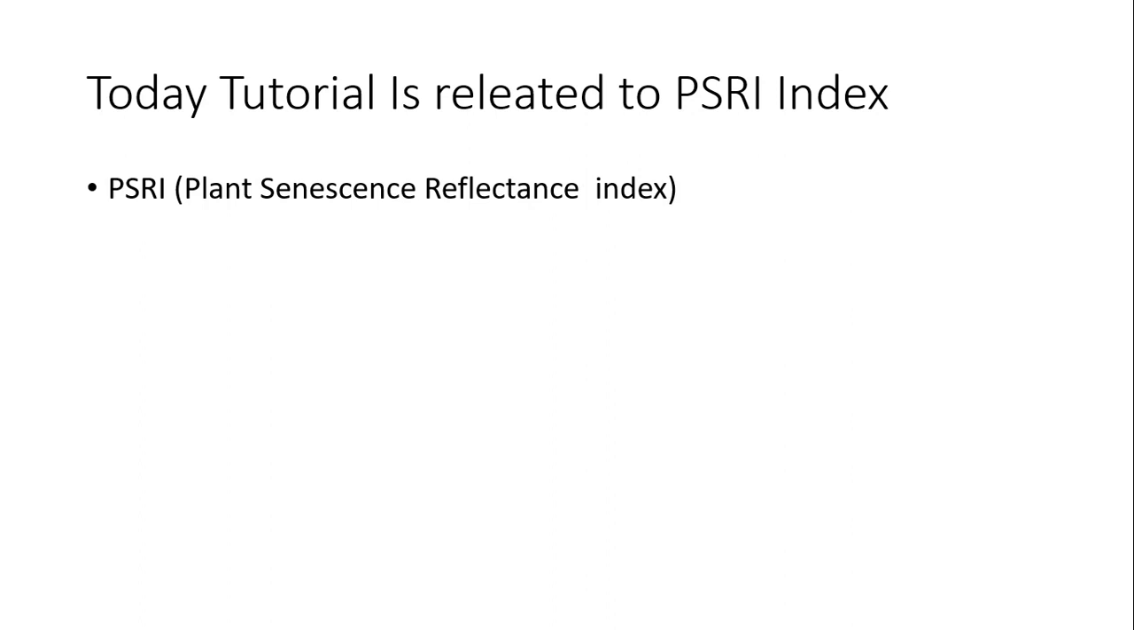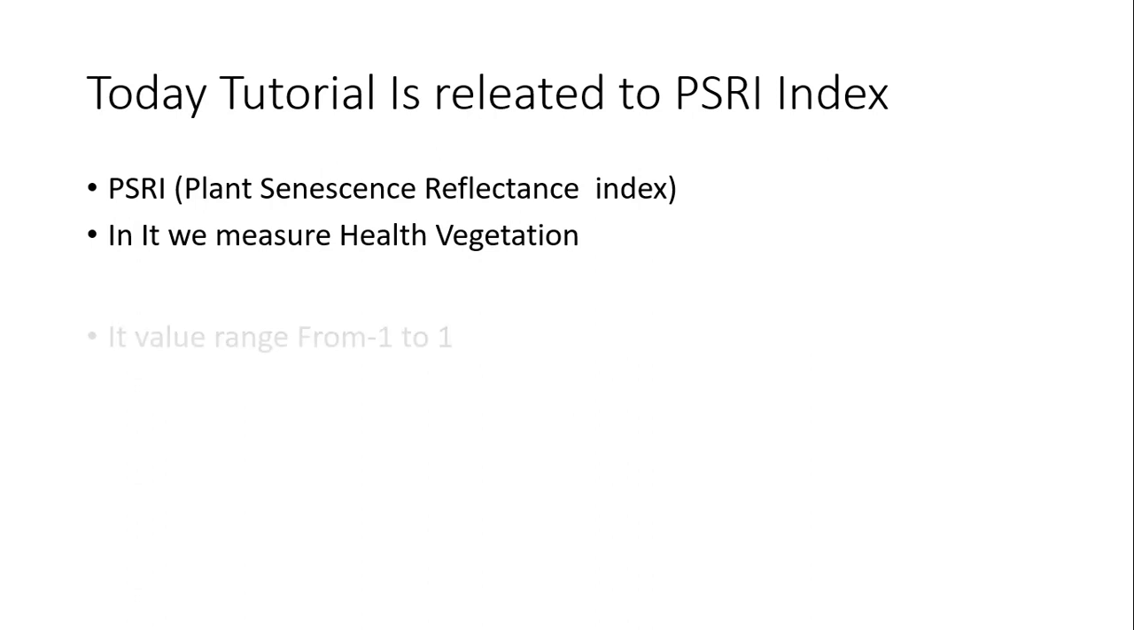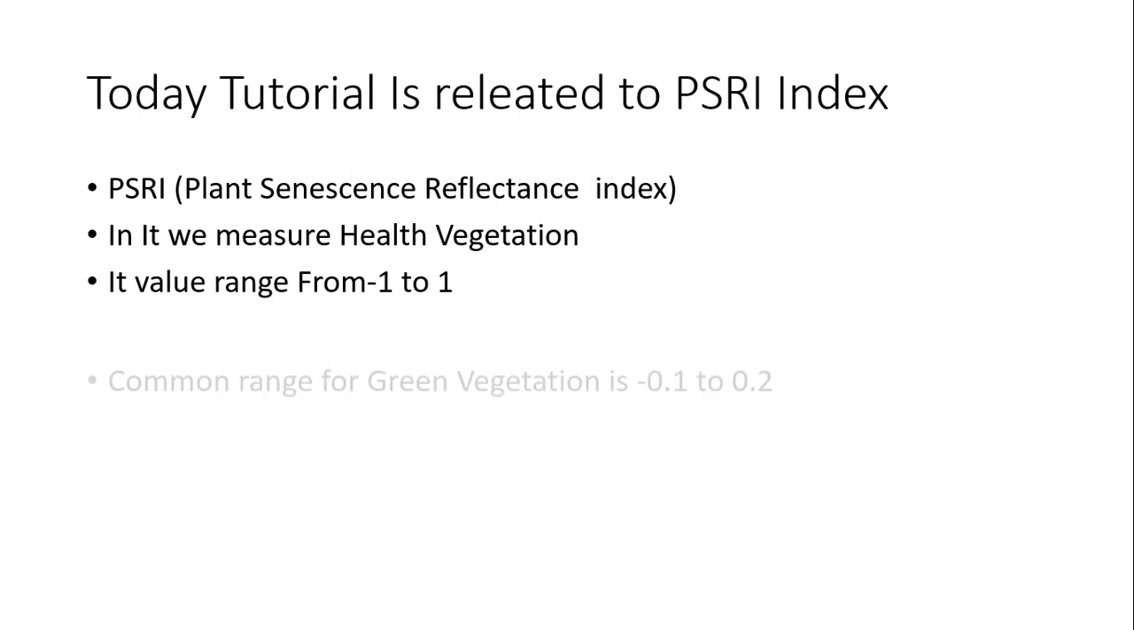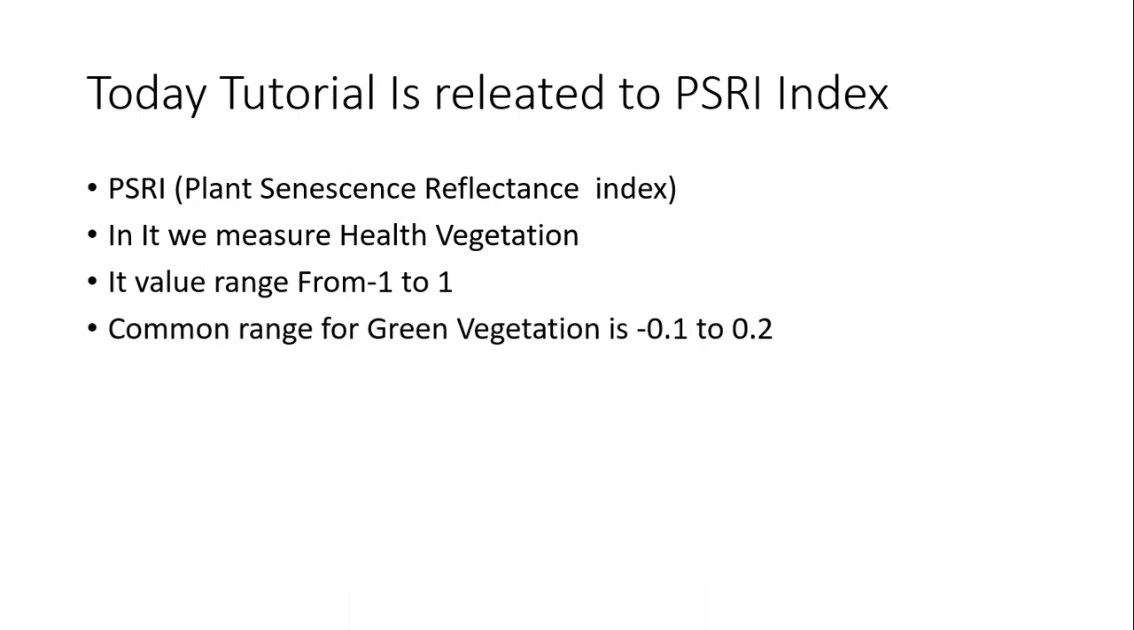Today's tutorial is related to the PSRI index. PSRI is the Plant Senescence Reflectance Index. In it we measure healthy vegetation. Its value ranges from -1 to +1, and the common range for green vegetation is -0.1 to 0.2.